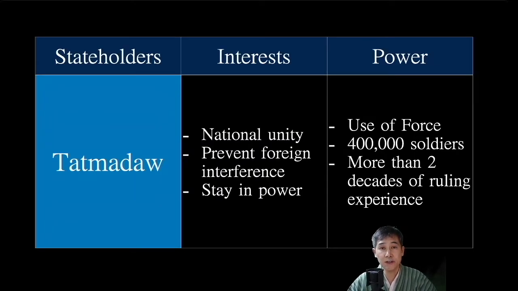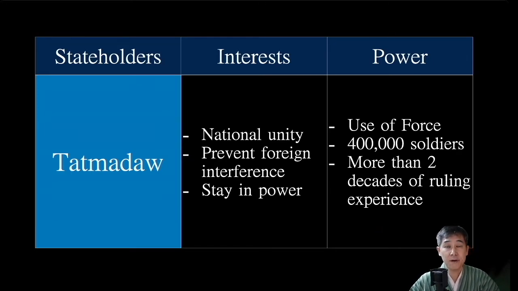I am not going to elaborate on all the stakeholders, but just take the Tatmadaw as an example. Once you identify the Tatmadaw as a major stakeholder, then you will analyze their interest in the conflict. Just for this exercise, I have 3 points for their interest and 3 points for their source of power. You are supposed to do the same thing for other stakeholders so that you will have a comprehensive picture of who is involved in this conflict.